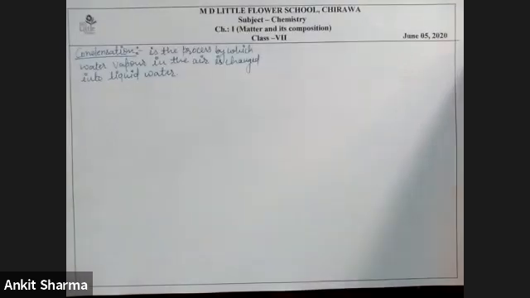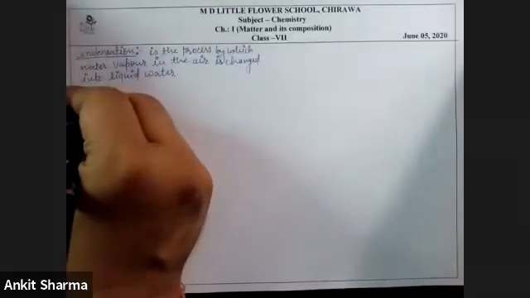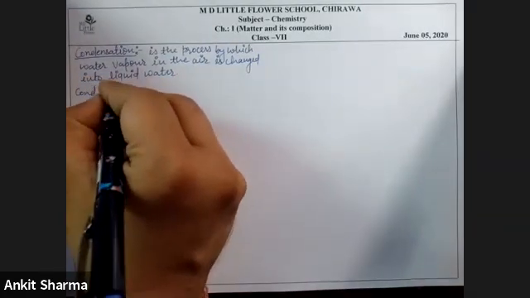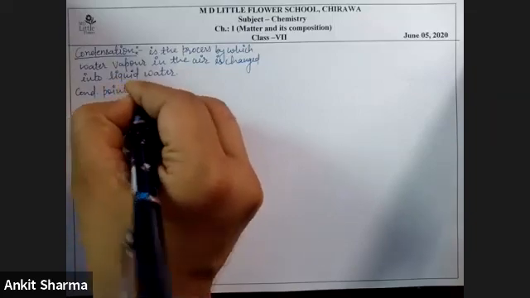Now, let's take another definition. One is also condensation point. So, what is the condensation point? It is the temperature at which a gas starts changing into its liquid state.